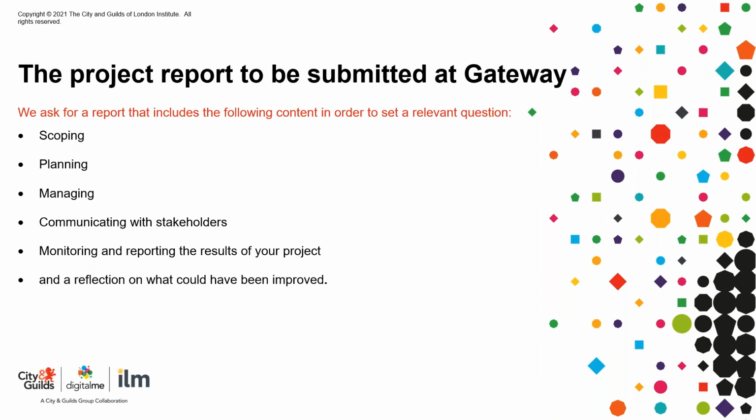So in order for us to set a relevant question based on the project, we ask for a report to be submitted at Gateway, which includes the following: scoping, planning, managing, communicating with stakeholders, monitoring and reporting the results of your project, and a reflection on what could have been improved. That's already listed in the current standard as well. There is a template attached to the centre documents that Juicy referred to. As long as this content is included, the format itself doesn't really matter.